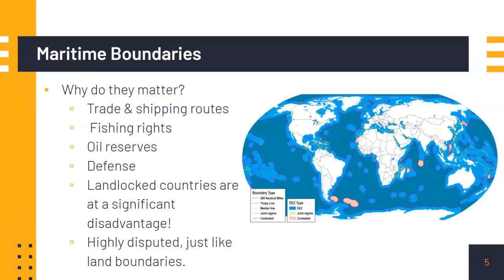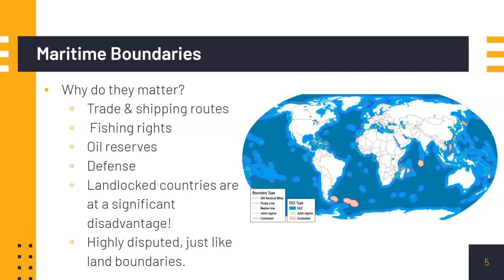Maritime boundaries are incredibly important for a variety of reasons, especially when it comes to a country's economy, security, and resources. One of the main reasons maritime boundaries matter is for trade and shipping routes. Oceans and seas serve as vital highways for international trade, allowing goods to be transported between countries. Control over maritime boundaries means having access to these key routes, which are essential for global commerce.